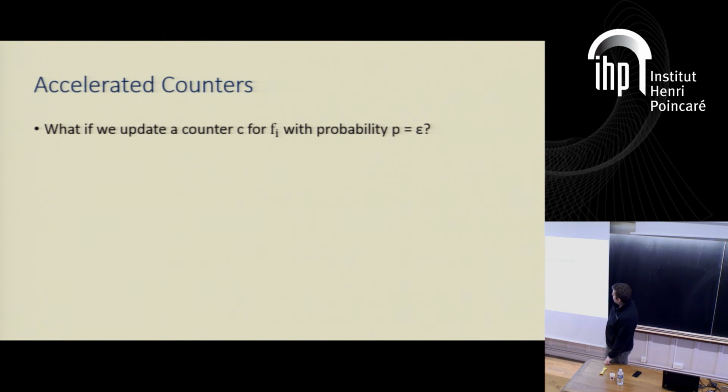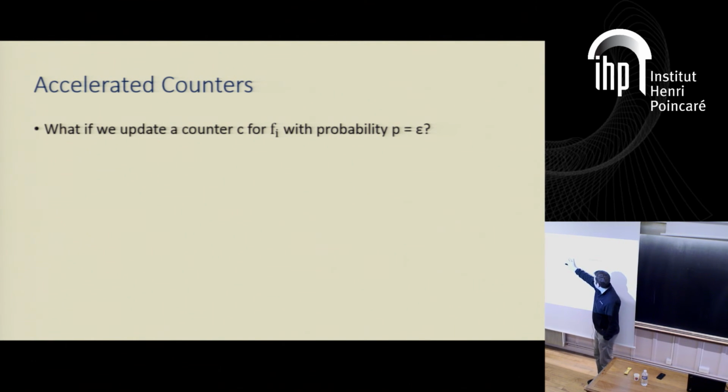So we define what we call accelerated counters. To motivate the definition, let's look at the following thing that does not work. We have a counter C for some frequency in a hash bucket, f_i, and suppose we update the counter with probability epsilon. So we have updates going to that hash bucket, and we're not going to update our counter on every single update, because that's too costly. But an epsilon fraction of the updates, we are going to count.